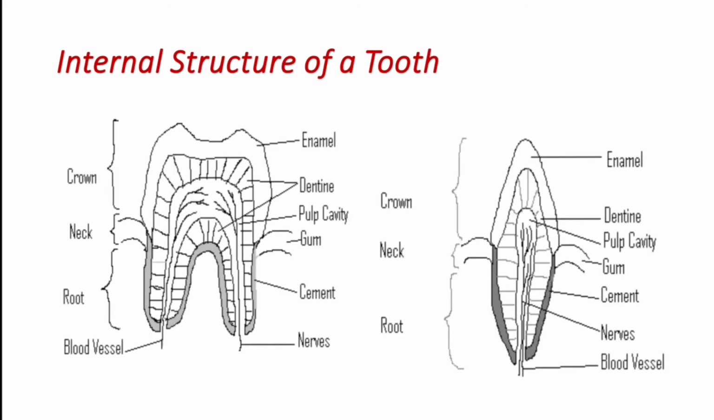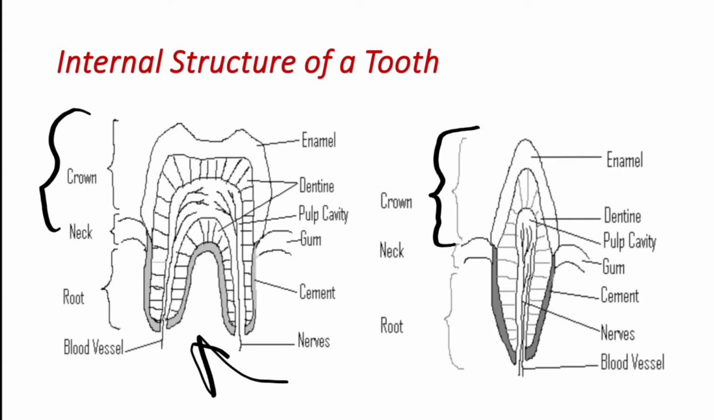All right. So this is the internal structure of a tooth. As you can see, we've got the crown. So it has got 3 regions. We've got the crown, which is the outer region, and then we've got the neck, and then we've got the root. If you look at this one, it has got 2 roots, and this one has got one root. An example of a tooth which has got 2 roots: premolars. An example of a tooth which has got 1 root: we've got the canines, we've got the incisors.